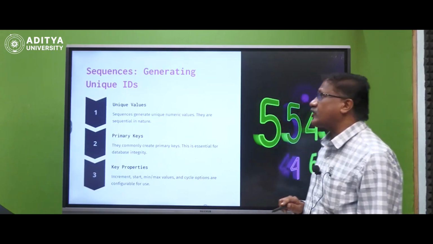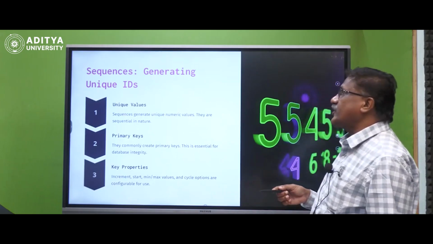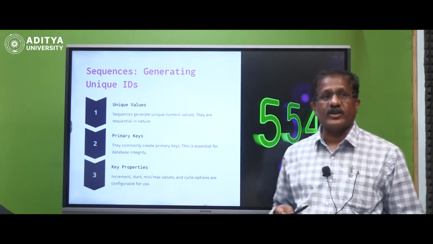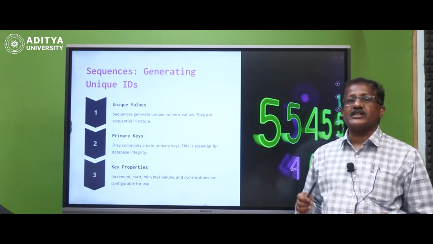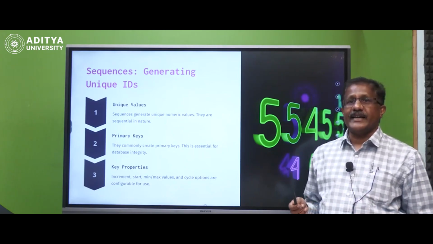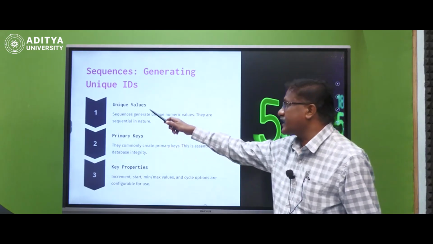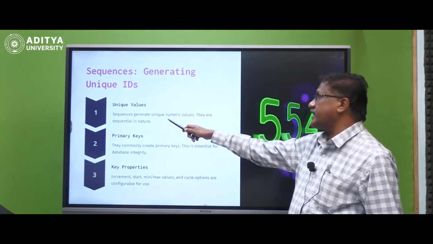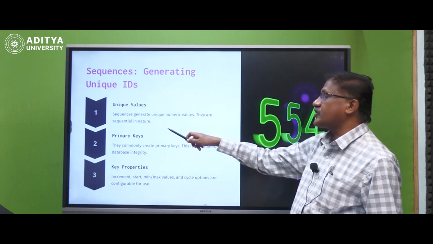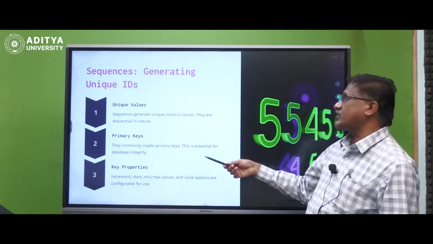Another object is the sequence. A sequence is one type of object which generates unique IDs. For example, I want to generate a unique ID for the student number, roll number, registration number, or staff ID, whatever the number. It can be done automatically. That is called a unique value. Sequences generate unique numeric values. They are sequential, and depending on the requirements of our conditions, we can impose them.